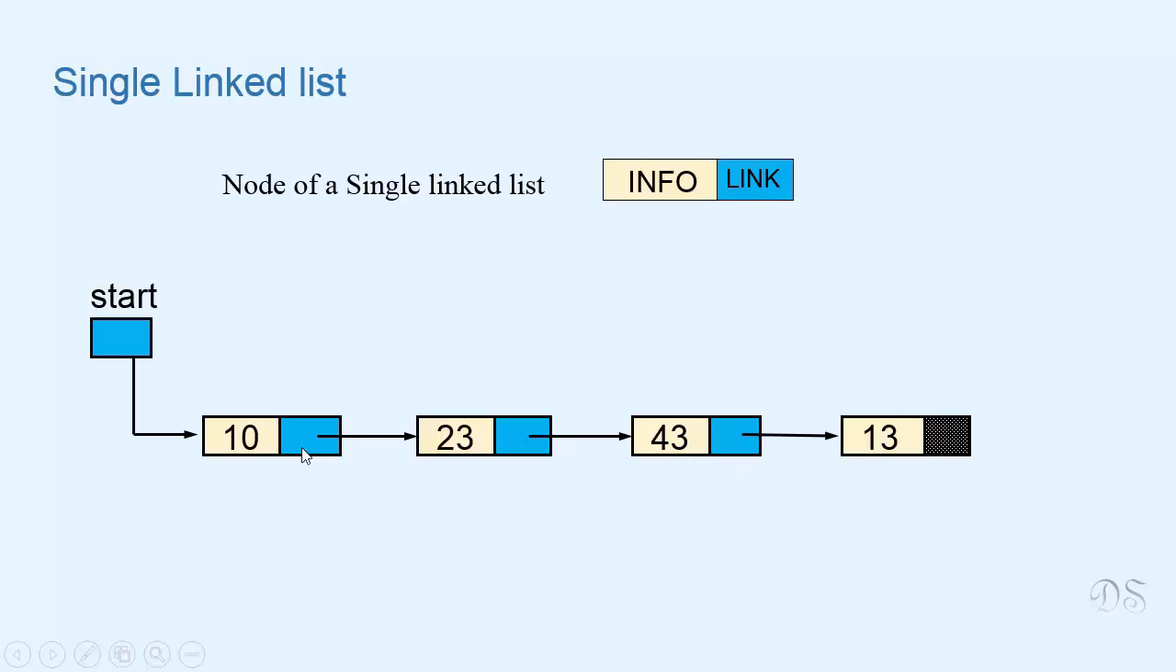The link part of each node is a reference to the next node. So the link part of this node refers to this node. Link part of this node refers to this node. Link part of this node refers to this node. Now this is the last node, so its link part is null.